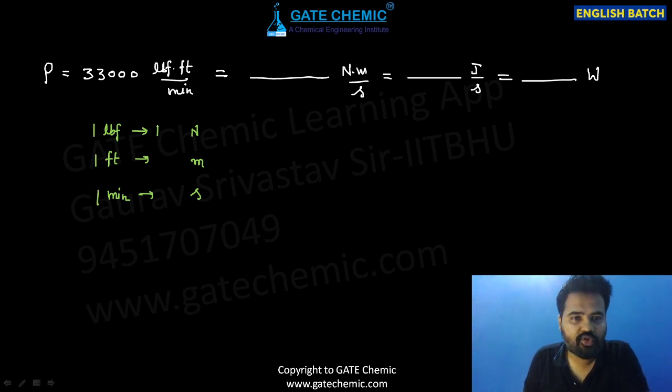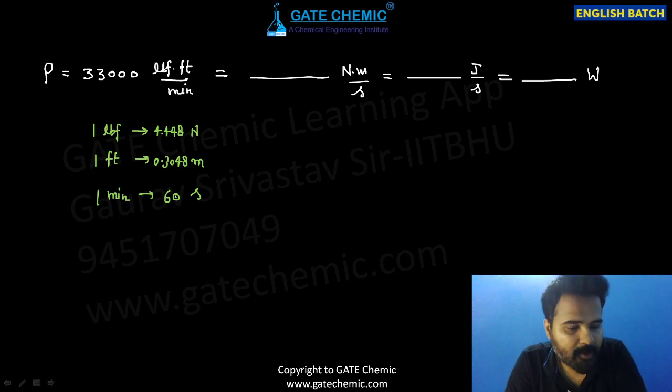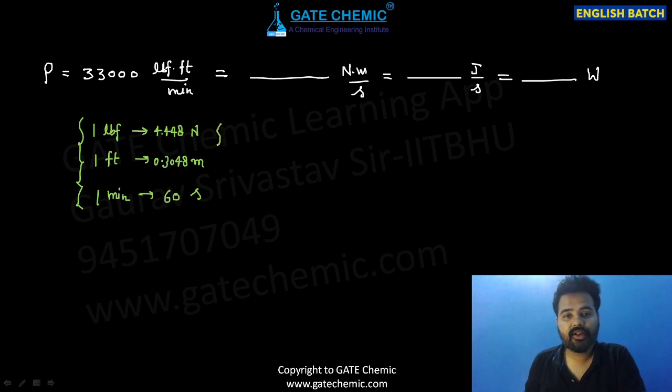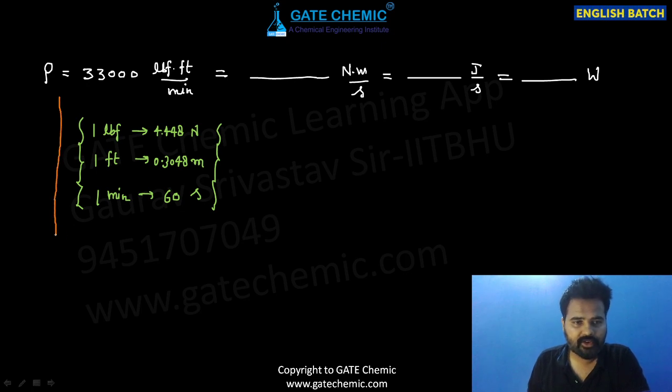So 1 lbf equals 4.448 newton, 1 foot equals 0.3048 meter, and 1 minute equals 60 seconds. Is everyone crystal clear about these conversion factors? Shall we move forward? Now see how I am going to deal with this conversion. Very good, Chetan, absolutely correct.